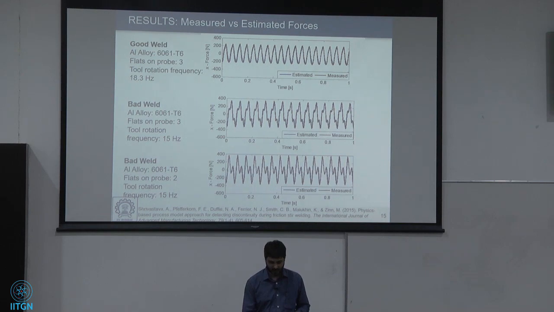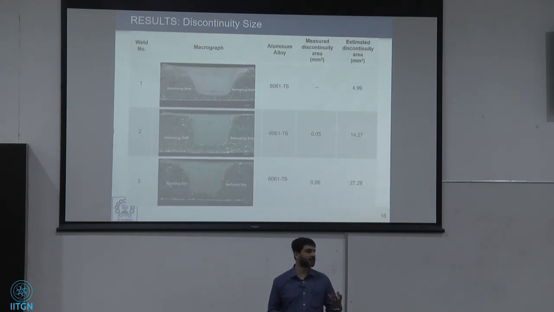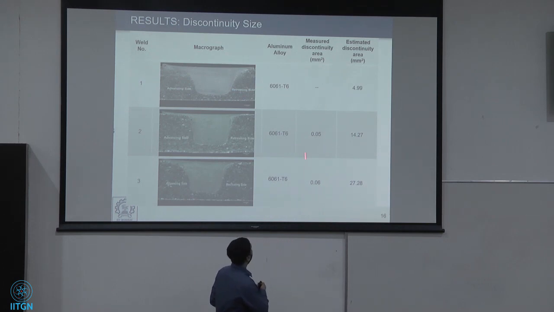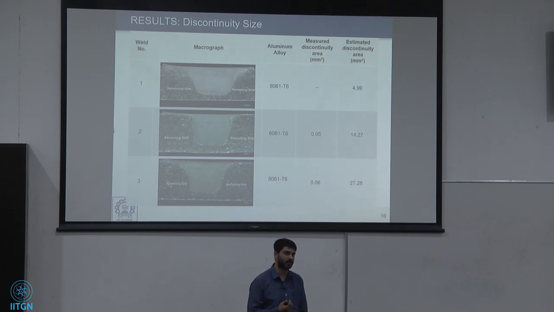That's good news. Now, how about the size of the discontinuity detected by the observer? For the good weld, we could not see any defect. For the bad welds, we could see small defects, and again a group of small scattered defects was observed in the third weld. Here we can see that the sizes of the discontinuities are really over-predicted by the observer, which is expected given the very crude nature of the observer. So there are two things here.